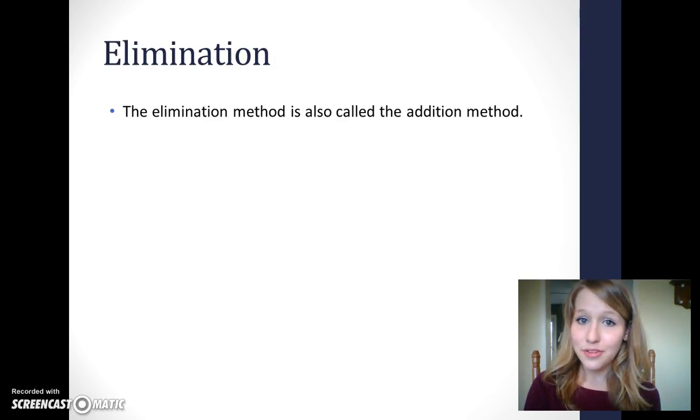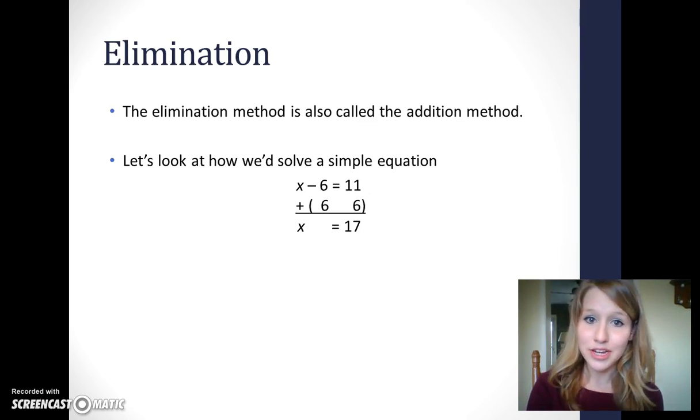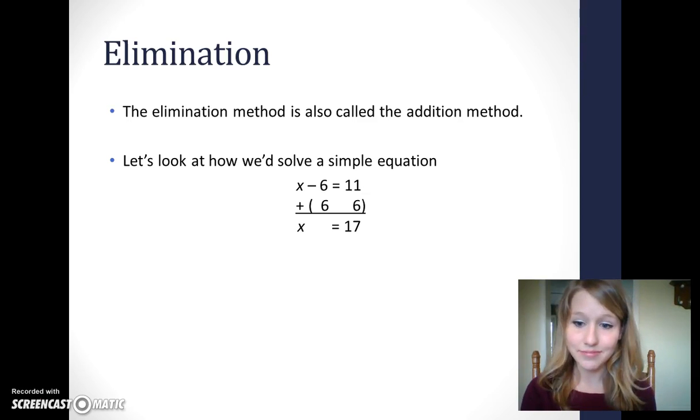The elimination method is also called the addition method. So for solving a simple equation like x minus 6 equals 11, we can put 6 under our equation here, and if we add vertically in columns, we have x plus 0 equals x, a negative 6 plus a positive 6 equals 0, and 11 plus 6 equals 17. So we have x equals 17. We were able to solve this by adding down in columns.